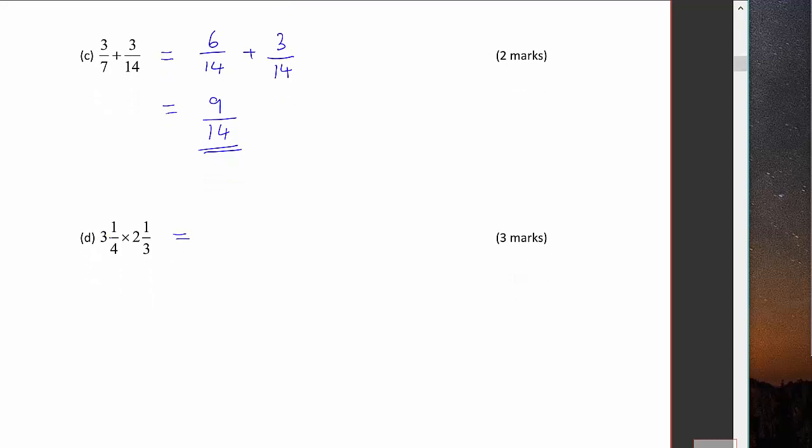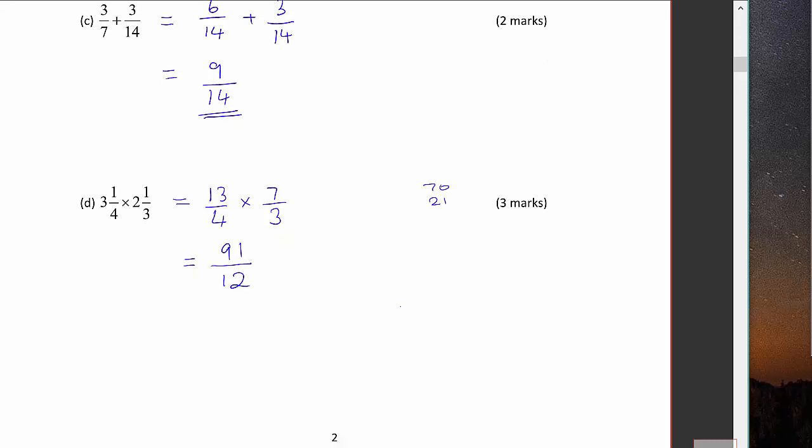For multiplying mixed numerals, we have to change them into improper fractions. So 4 times 3 is 12, add 1 is 13. So the first one is 13 over 4. 3 times 2 is 6, add 1 is 7. So that's 7 over 3. We don't have any cancelling that can go on here, so 13 times 7. Well, 10 times 7 is 70, and 3 times 7 is 21, so that's going to be 91 divided by 12.